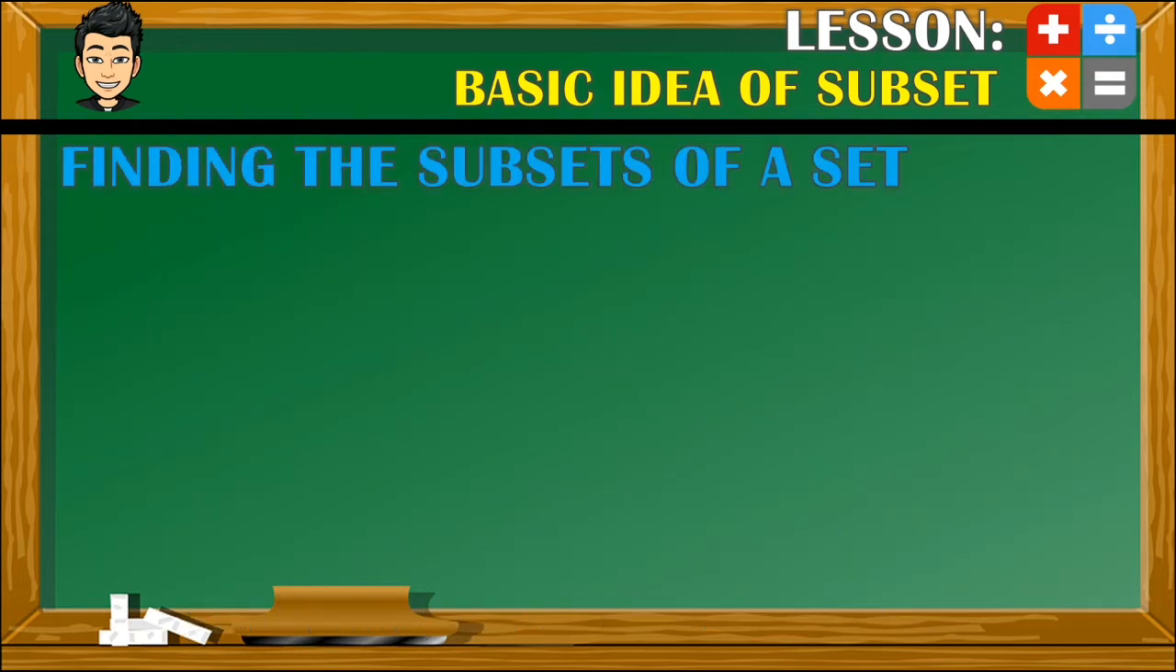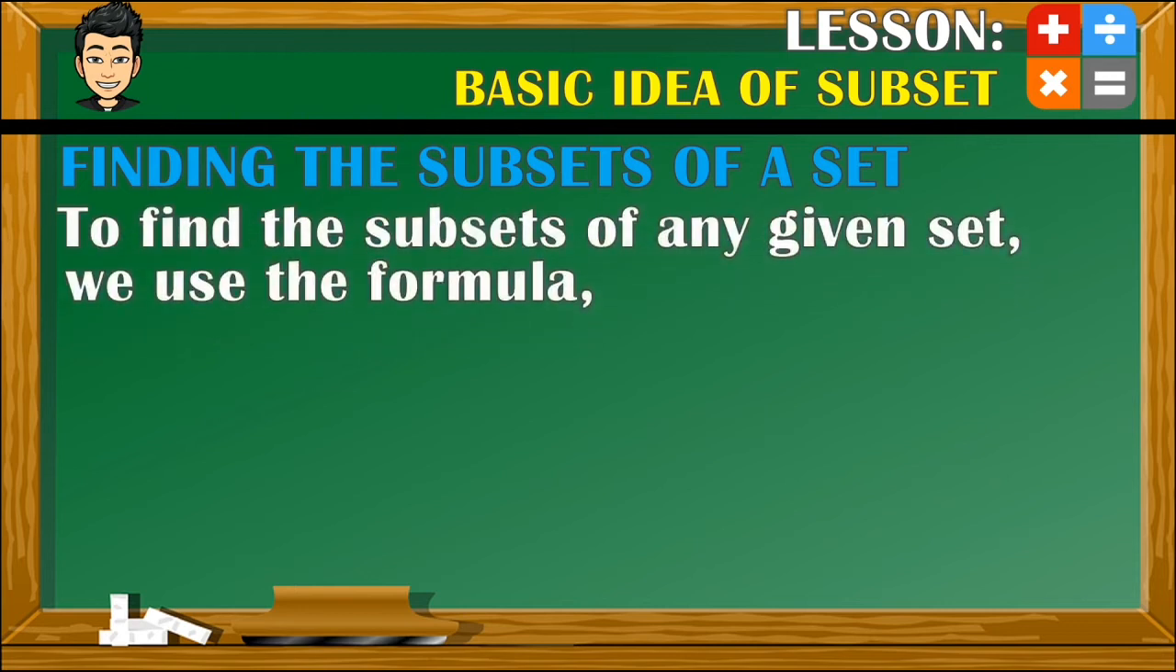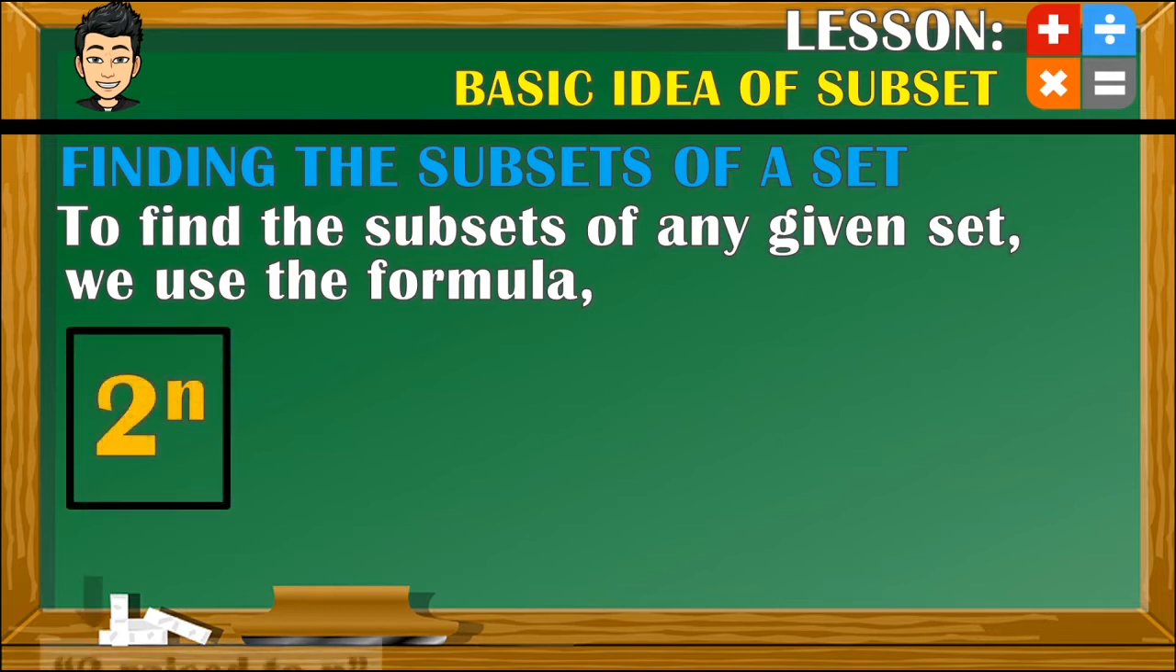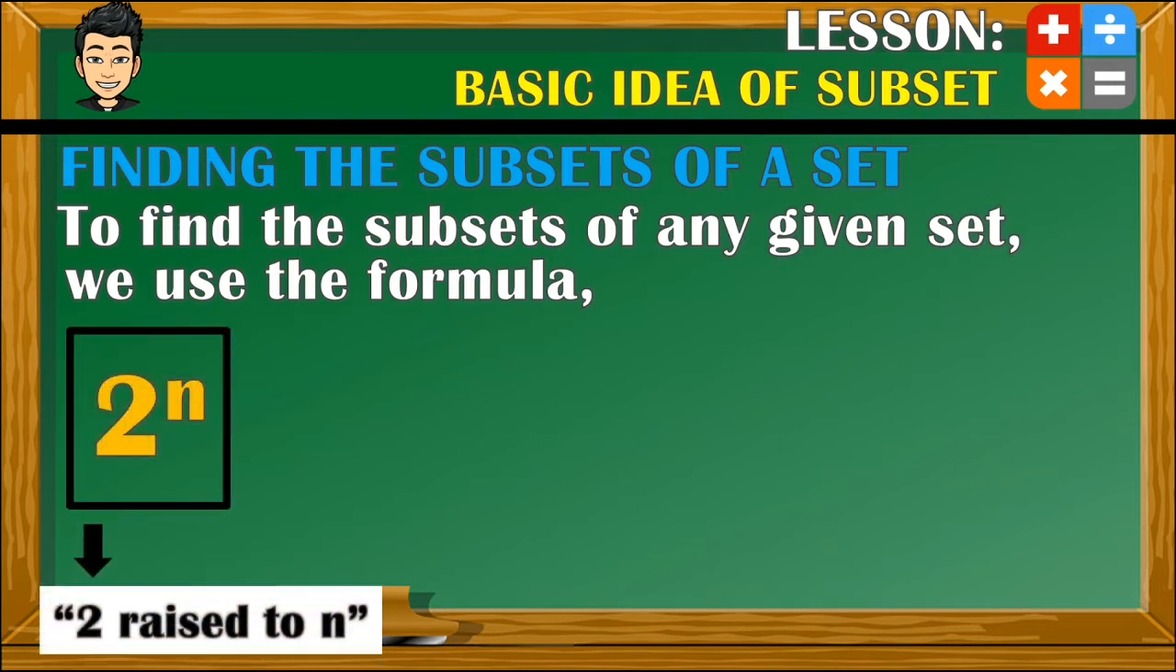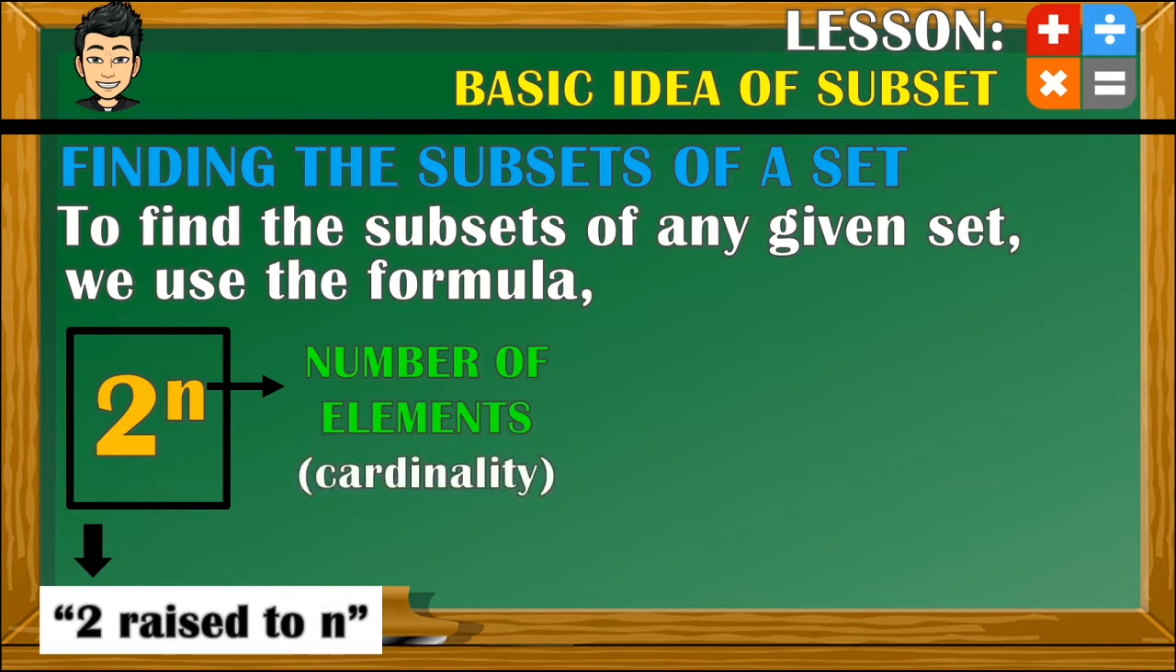Now, how do we find the subsets of any given set? To find the subsets of any given set, we use the formula 2 raised to n, or 2 to the nth power. The small n here is an exponent, and it represents the number of elements, or what we know as cardinality.